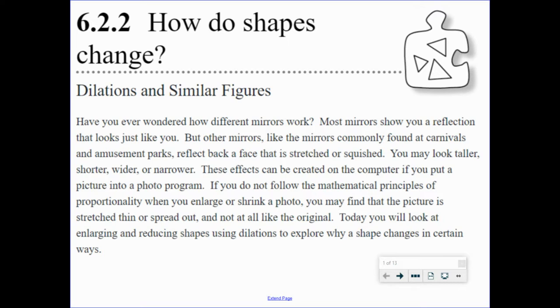These effects can be created on a computer if you put a picture into a photo program. If you do not follow the mathematical principles of proportionality when you enlarge or shrink a photo, you may find that the picture is stretched thin or spread out and not at all like the original. Today you will look at enlarging and reducing shapes using dilations to explore why a shape changes certain ways.